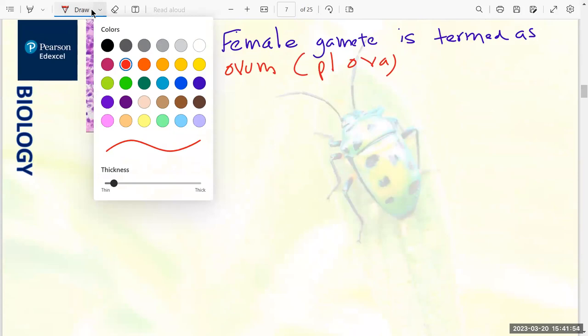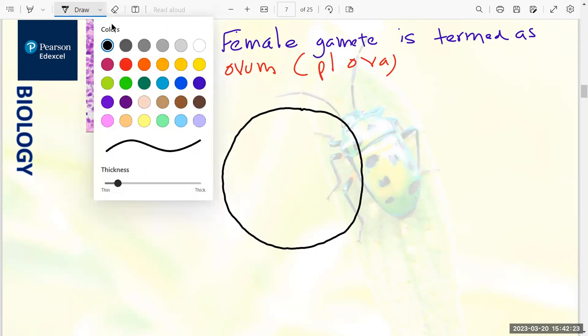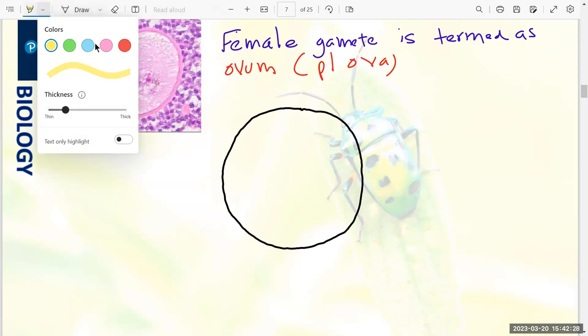Okay, let's try to draw the structure of the female gametes. This is a cell, so it has a cell membrane. This is the cell membrane of the female gametes. And there is a very special structure we can find on this cell.